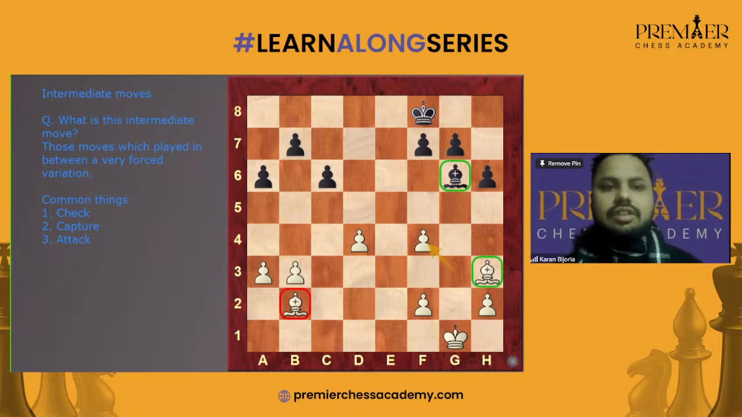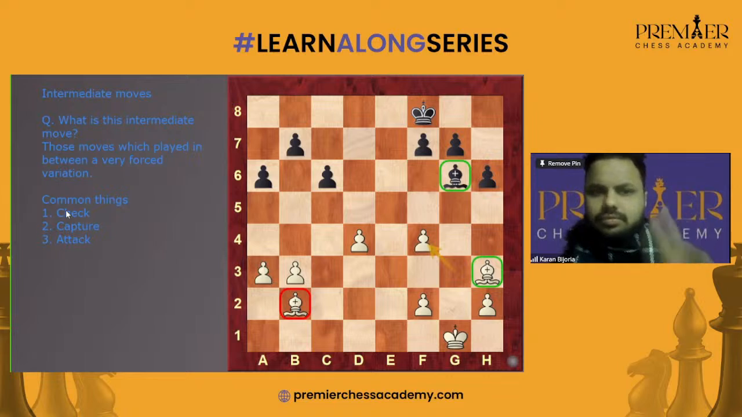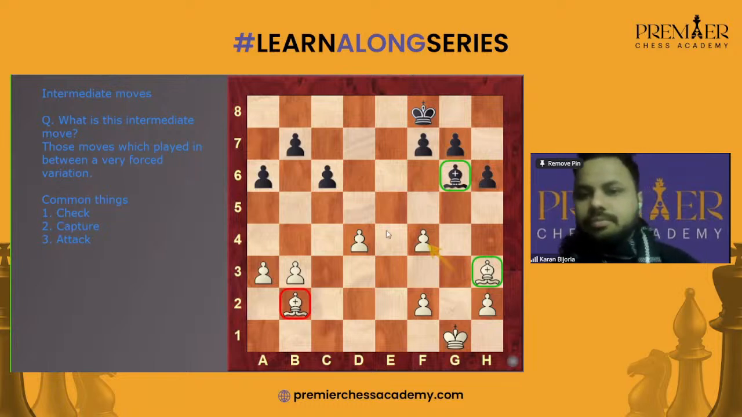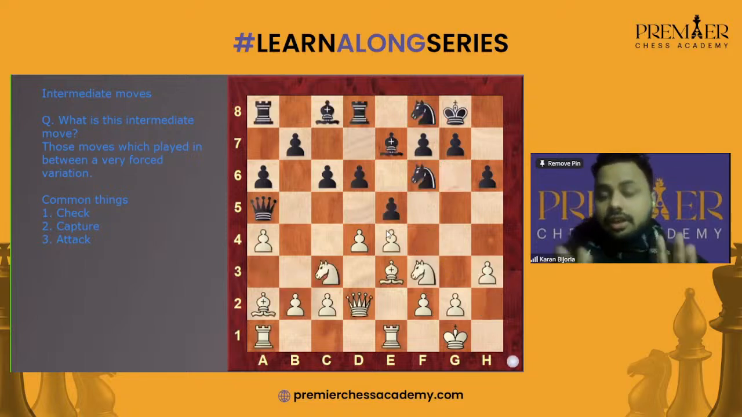If you see very common things, and if you see the position, two things you need to do. First, analyze the position. What is going on in the position right now? Who is attacking whom? Second, the common things. Check, capture, and attack. You can see this in the next position also. Let's go. Okay, now look at this position.